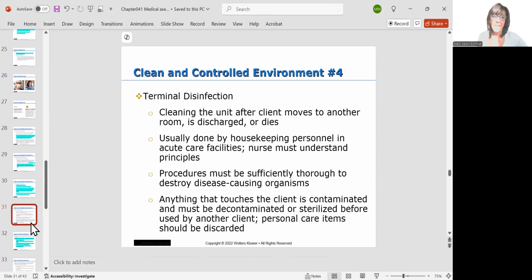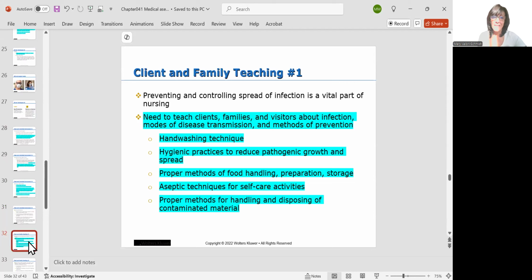Okay. Don't worry about terminal disinfection because you're not working in SPD. You need to teach families, clients, and visitors about hand washing and the way to handle food.